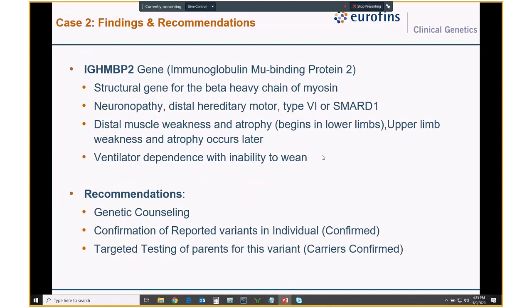One of those major indications given by the doctor to us was the ventilator dependence, which we could clearly see as one of the associated symptoms for mutations with this gene. And again, we did the counseling, we confirmed the variant in the child, and we confirmed the parents also being carriers here.